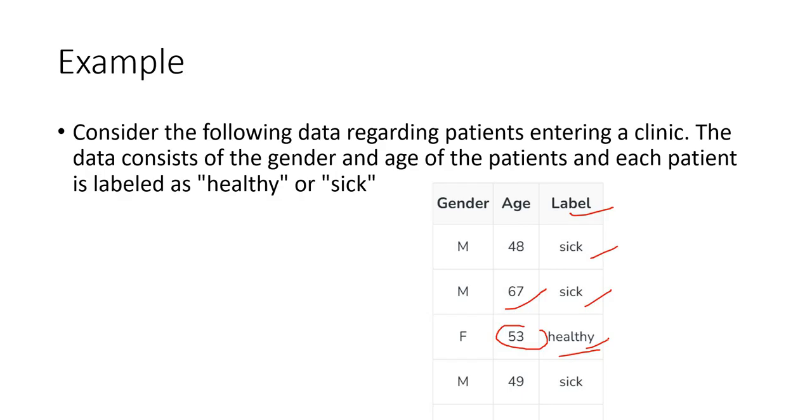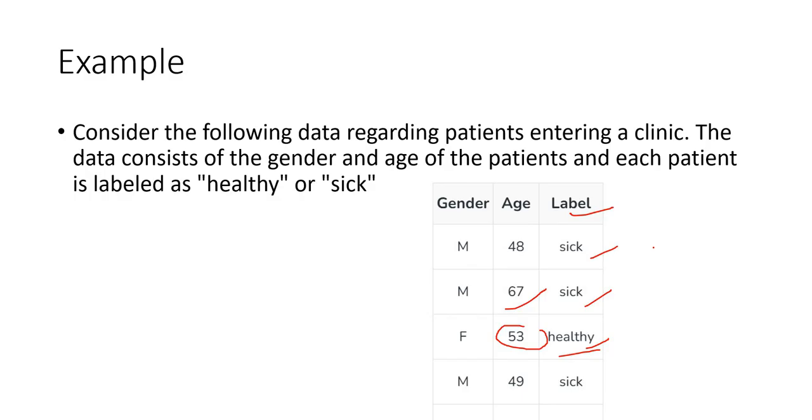Pattern observation, or human intuition: even before applying any algorithm, let us try to observe patterns manually. We may notice that many older patients are labeled as sick. Younger patients tend to be healthy. Gender may also play a role depending on the dataset. This is exactly what a machine learning model tries to learn automatically and use to predict.